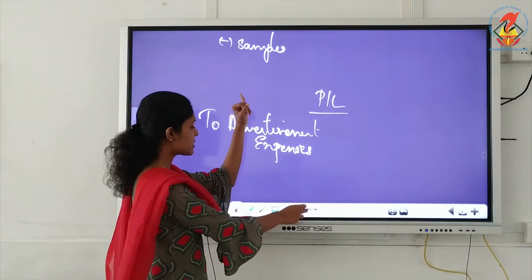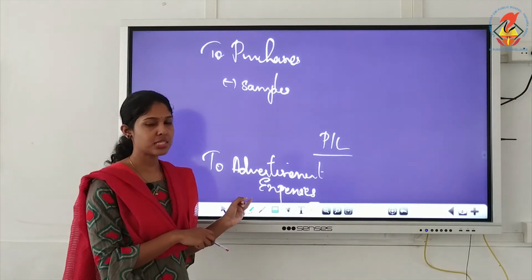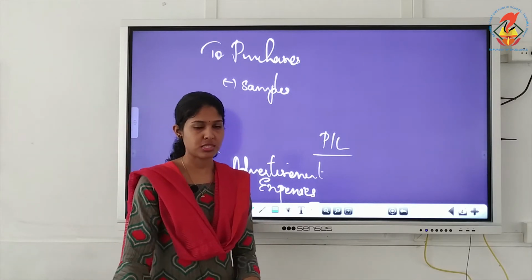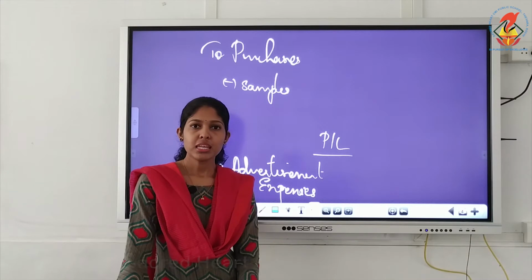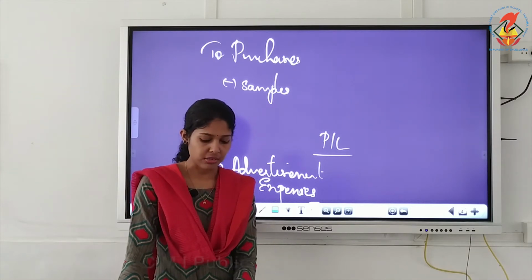Deducted from purchases because it reduces your goods, then show it on the debit side of P&L because it is an advertisement expense. So, debit it in P&L. That is the double effect. Usually this will be given as adjustment only, not in the trial balance.